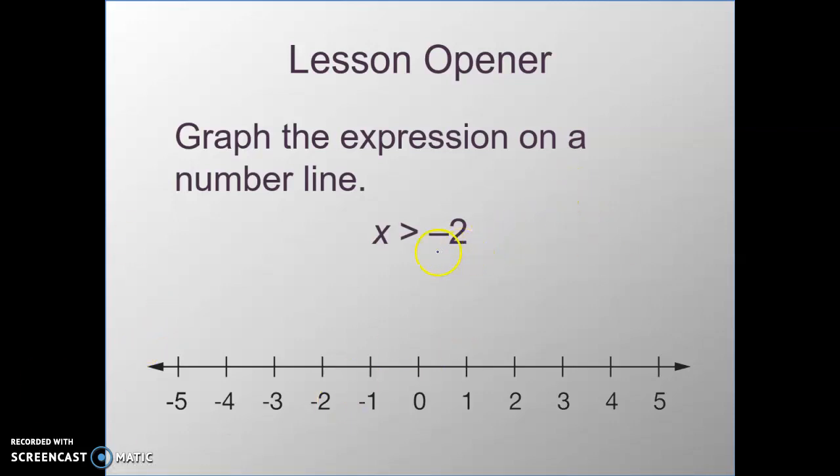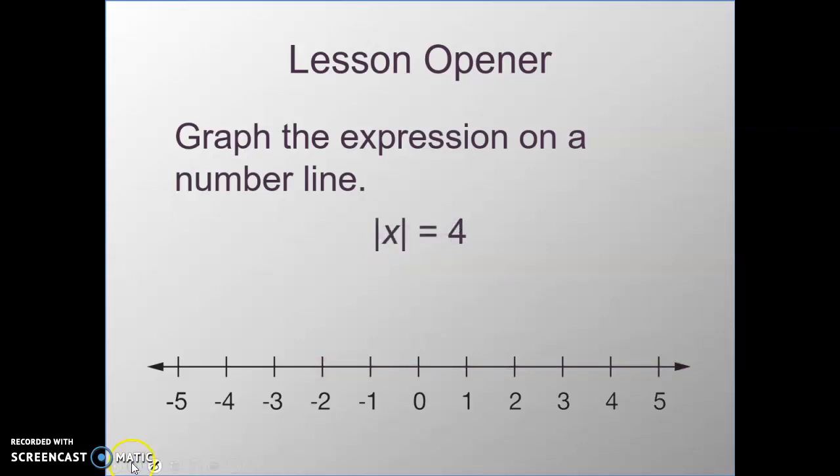So first we're going to find our point, which is negative 2. We know that it's greater than, not equal to, so we're going to make an open circle on the negative 2. And because it is greater than, it is going to go to the right. Remember, greater has that R right there. Greater than goes to the right. And so our graph will look like this when finished. Open circle on the negative 2 and the line going to the right.